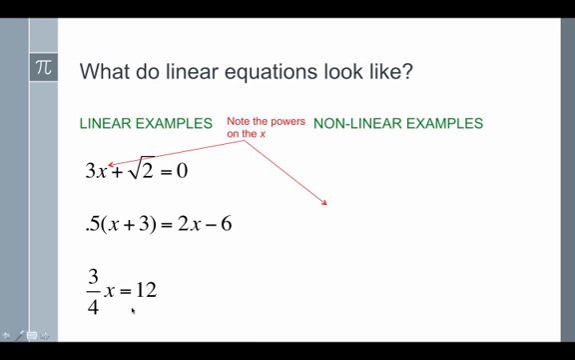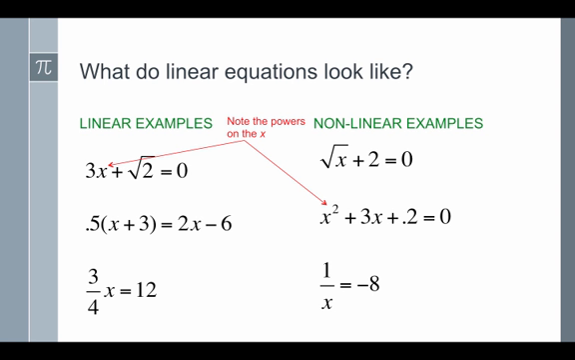And then lastly, down here at the bottom, note 3/4 x. Yes, that's a fraction in front of the x term, but again, x is simply to the first power. If we were to subtract the 12 to the left side, we would have something in the form of ax plus b equals 0. So if those are linear examples, then what do nonlinear examples look like?